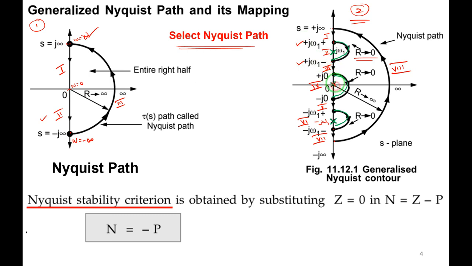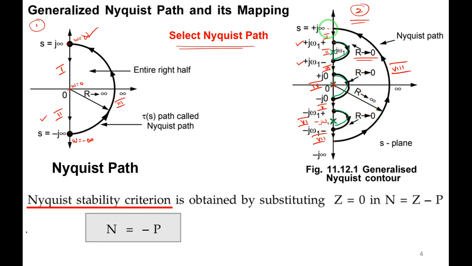Then let us come to this pole lying at origin. The point above I will call plus j0, the point below minus j0, right? The radius of this semicircle is almost tending towards 0. Then let me take this pole, minus j omega 1, the point above I will call minus j omega 1 plus, the point below minus j omega 1 minus, just to differentiate, right? So there are totally 8 sections we have identified here, right?